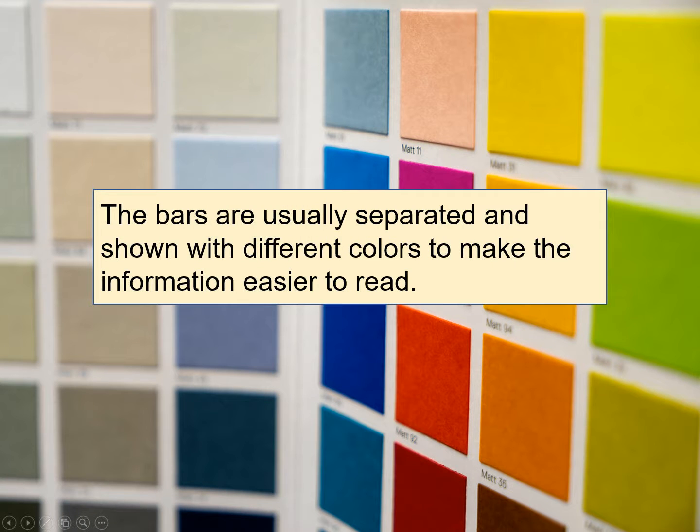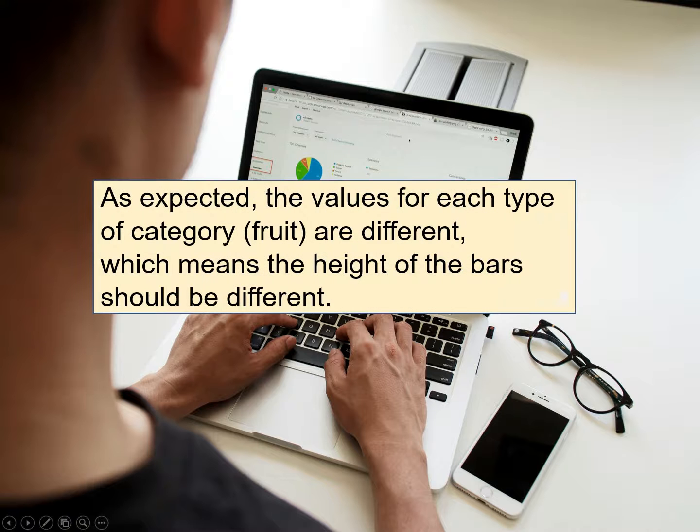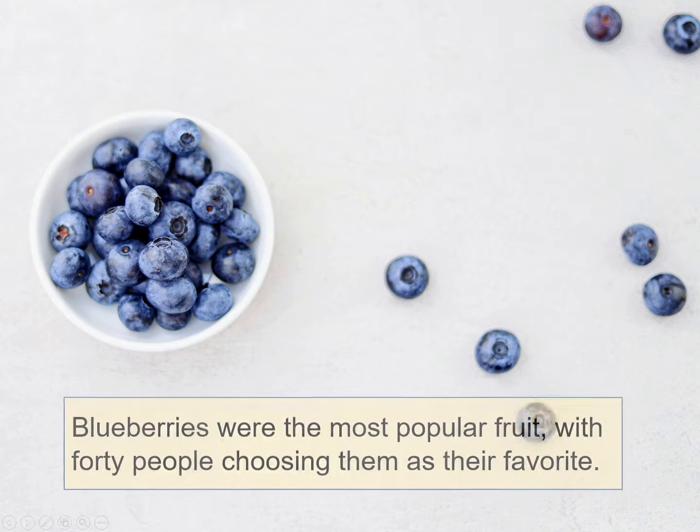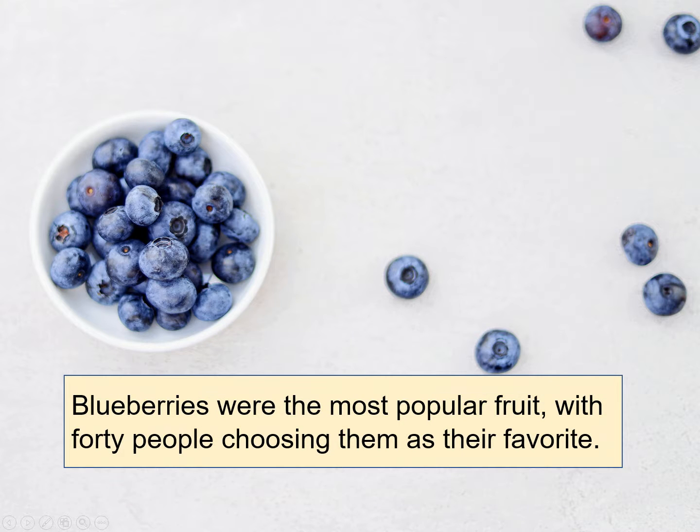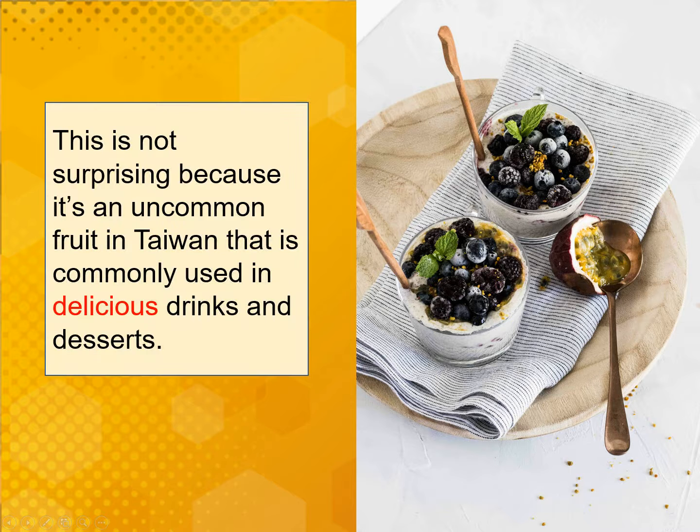The bars are usually separated and shown with different colors to make the information easier to read. As expected, the values for each type of category, fruit, are different, which means the height of the bars should be different. Blueberries were the most popular fruit, with 40 people choosing them as their favorite. This is not surprising because it's an uncommon fruit in Taiwan that is commonly used in delicious drinks and desserts.